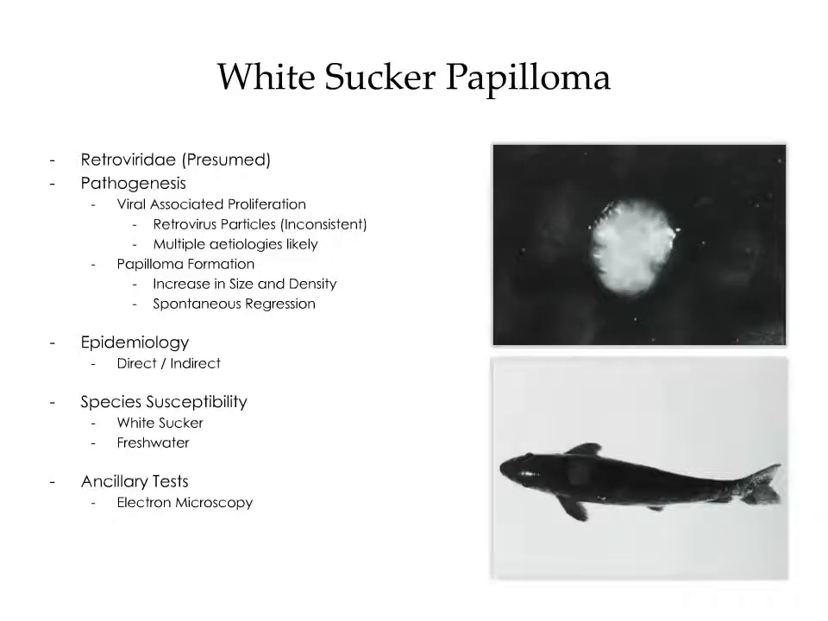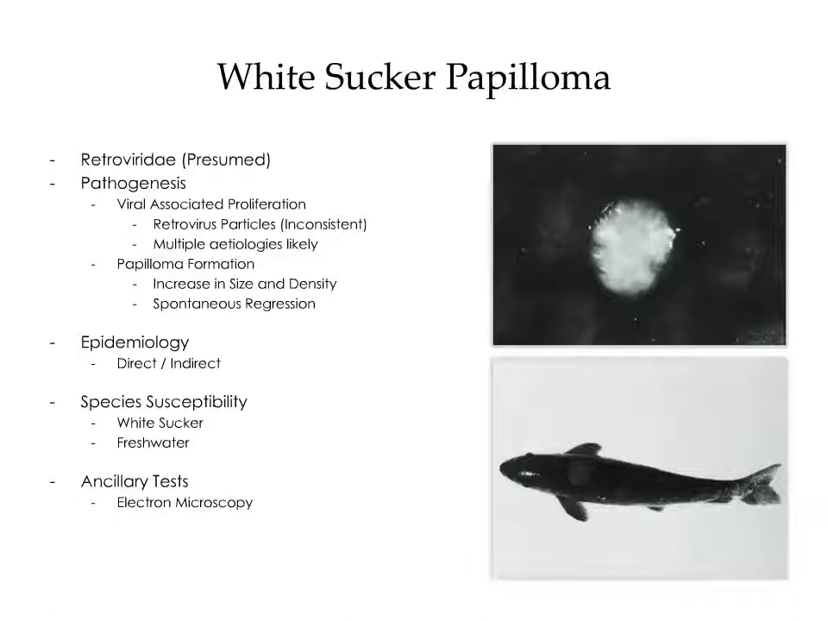As with the walleye dermal sarcoma, the white sucker papilloma is believed to be an example of viral-associated neoplastic transformation. In some cases, retrovirus-like particles have been identified using electron microscopy. However, this is an inconsistent finding. Moreover, the presentation of proliferative lesions is quite variable. This has led some to believe that there are a number of different causes of epidermal proliferation, and all of these unrelated conditions have been misdiagnosed as a single disease.